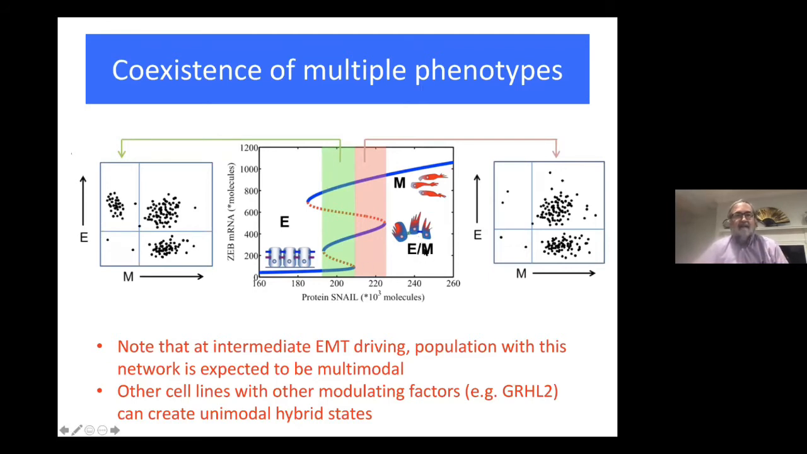Their cytoskeletal organization has changed. They no longer have up-down polarity. They no longer have various other features of epithelial cells. And so now they can move much more effectively.